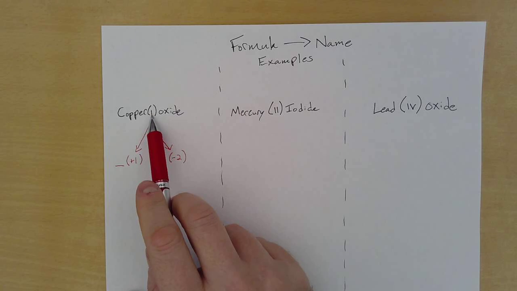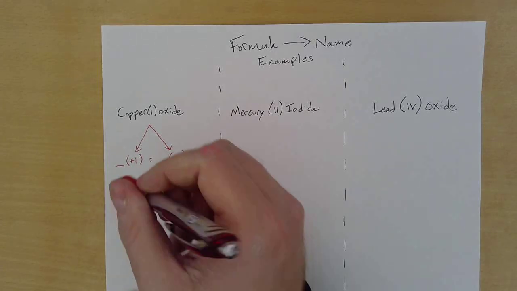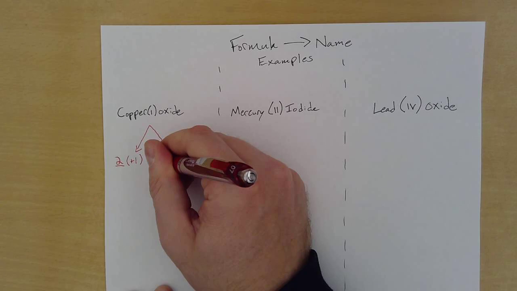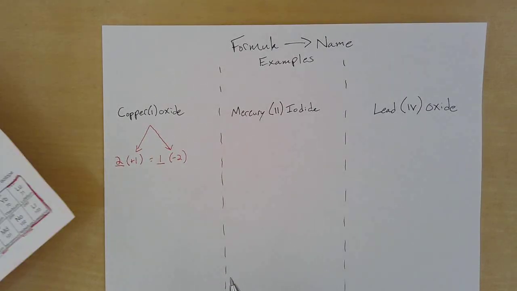Okay, so if this has a +1 charge and this has a -2 charge, I need 2 of these to equal 1 of those, right? I'm just trying to balance the scale. And now I'm just going to use those numbers that I just put in as my subscripts.